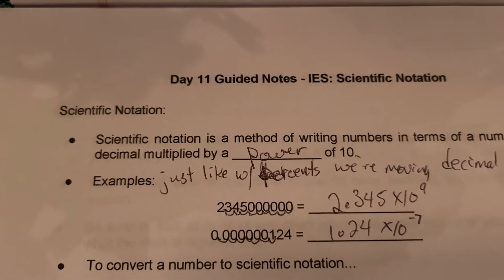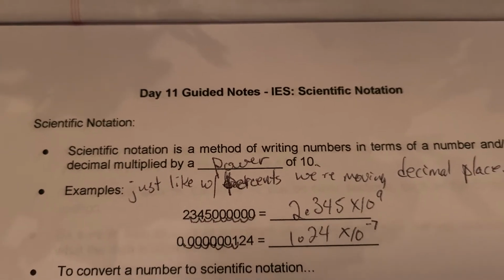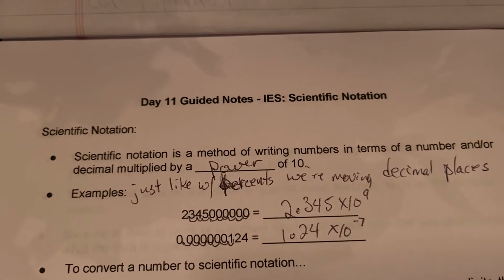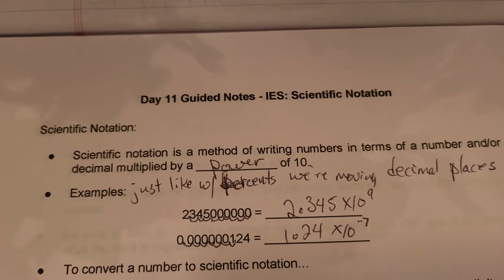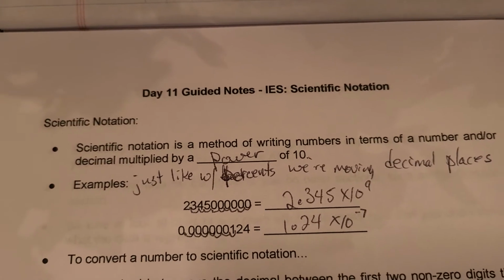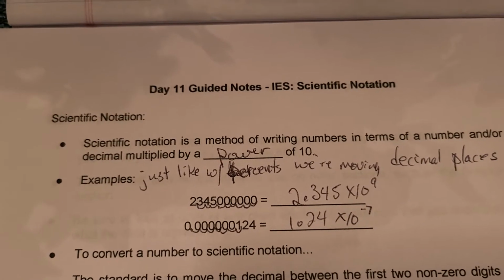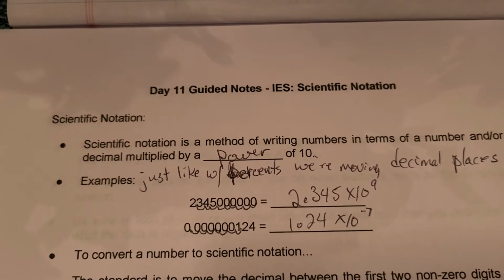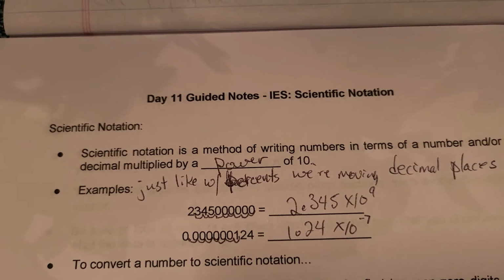All right. Scientific notation is just an easier way to write out either really big numbers or really small numbers. And when you're dealing with operations, it's easier to deal with those things as well.